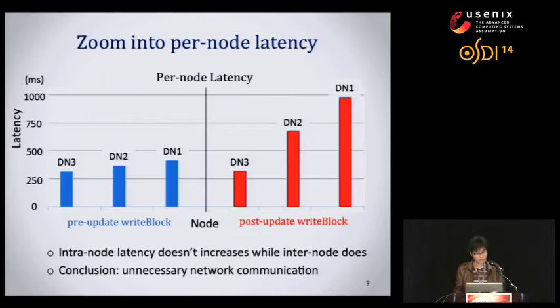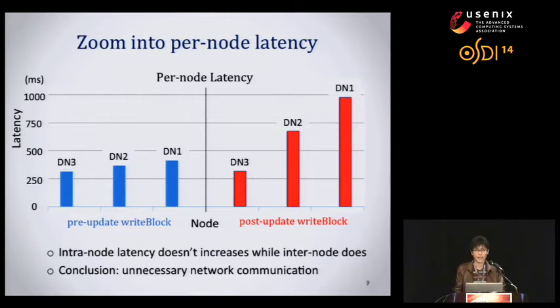Iprof can provide how these two requests are processed on different nodes. This is another screenshot from Iprof's web interface. On the left side is the normal write block request. On the right side is the post-update write block request. For an HDFS write block request, it will traverse 3 nodes, and the latency on each node is inclusive, which means data node 2's latency will include data node 3's latency and the network communication time.